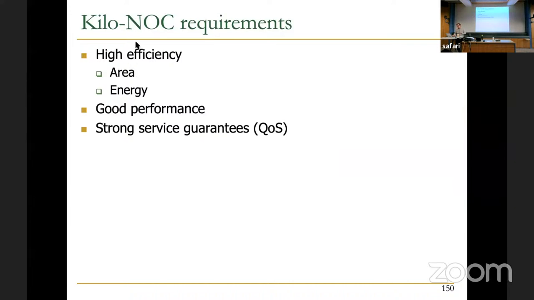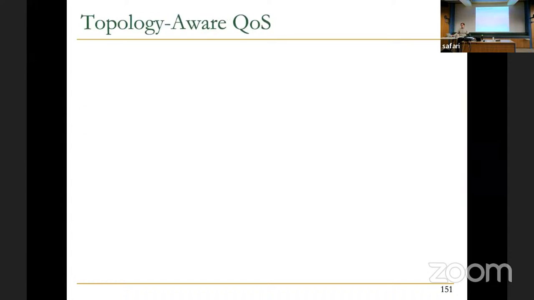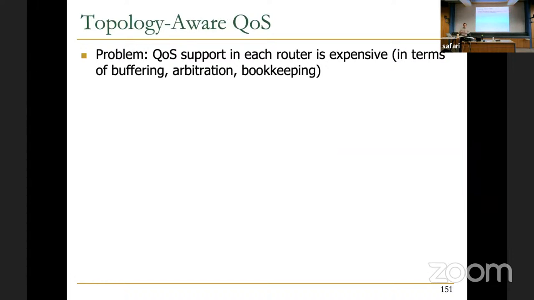So basically, you need everything: high efficiency, low area, low energy, good performance, and strong service guarantees in a network that can support thousands of agents. Okay, basically the problem is quality of service support in each router is expensive because you need to buffer packets in general if you want to provide quality of service really well. You need to arbitrate, you need to bookkeep. Usually what's employed, at least in the preemptive virtual clock paper, for example, is a virtual time-based mechanism. You basically keep count of which flows have been serviced for how much, and you try to prioritize the flows that have not been serviced as much. This is a form of least attained service scheduling, for example.